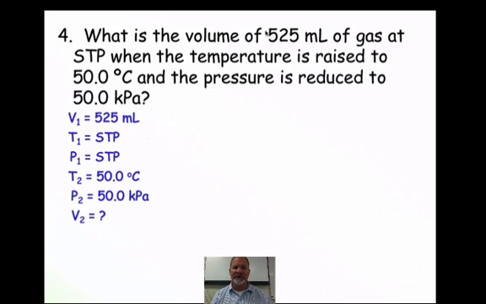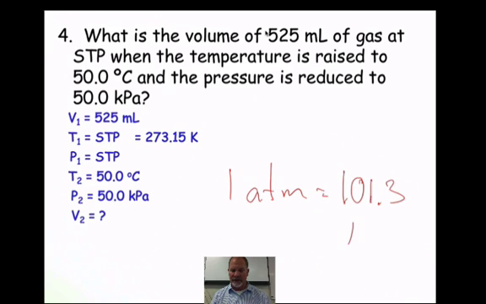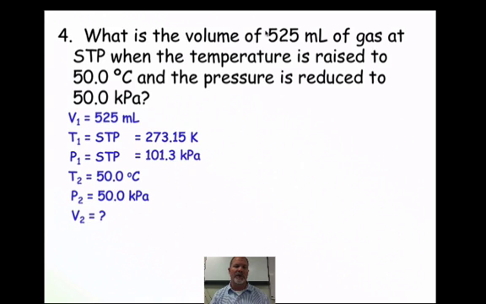STP for temperature is 273.15 Kelvin. For my pressure, well, I'm in kilopascals, and I know that 1 ATM equals 101.3 kilopascals. So I'm going to use 101.3 kilopascals. The temperature in Celsius I'll change is 50.0, with 1 digit to the right of the decimal, so the 0.15 rounds up to 0.2. And I'm ready to go. And so I have my working equation.